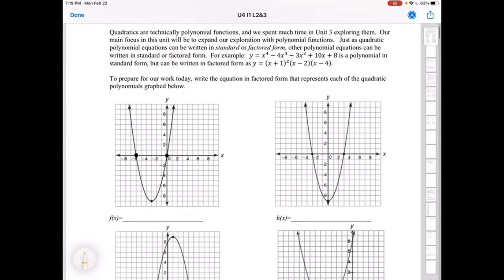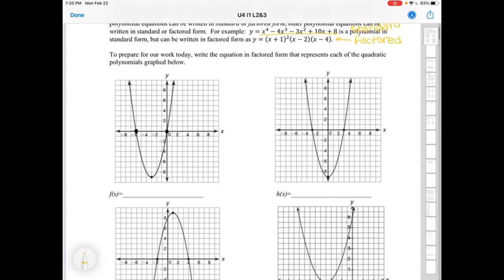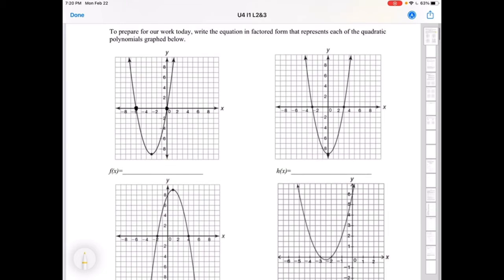So we're going to be working with factoring. It's basically the idea that you can take a polynomial from standard form and turn it into factored form. The more that you're able to factor it, the easier it's going to be for you to graph it.